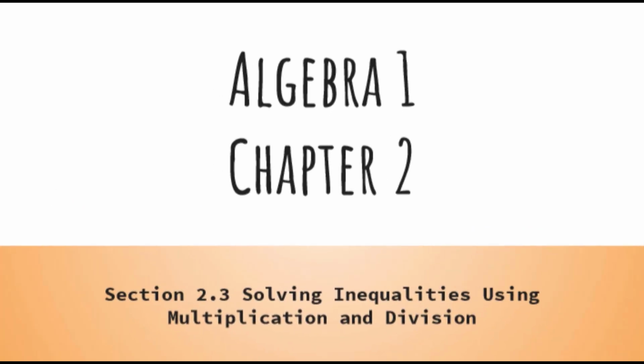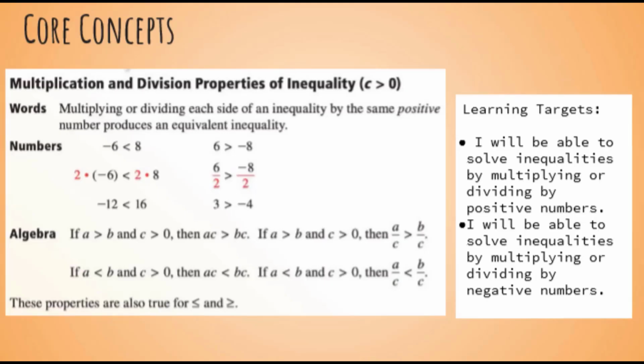Section 2.3 is on solving inequalities using multiplication and division. And just like your Chapter 1, Section 1, solving equations using multiplication and division, the properties are going to be very similar in this section as well. The learning targets for this section are that you will be able to solve inequalities by multiplying or dividing positive numbers, and you will be able to solve inequalities by multiplying or dividing by negative numbers.